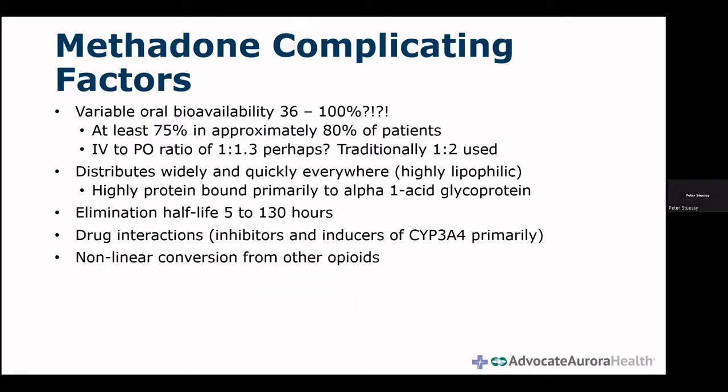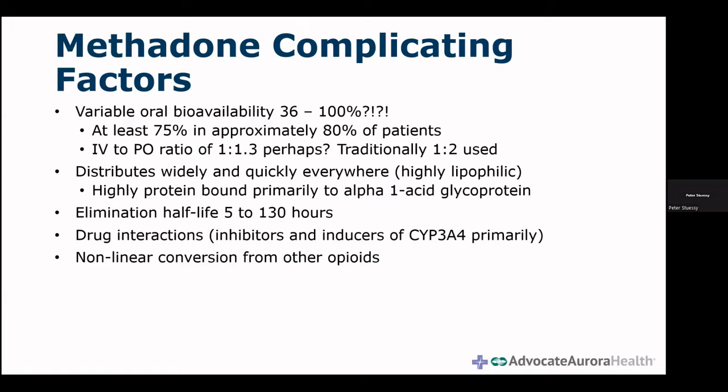And traditionally, we've used an IV to PO ratio of 1 to 2. However, there is more recent literature saying that, with most patients having a higher bioavailability, maybe we should be using 1 to 1.3 or so, perhaps. So I did link that resource at the end in my references if you wanted to take a look at that.